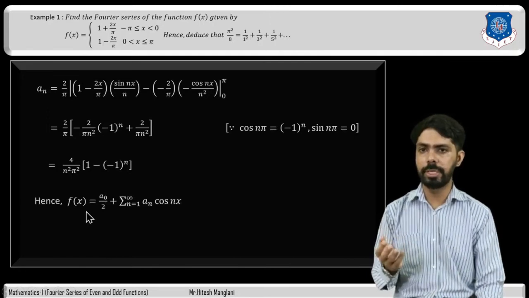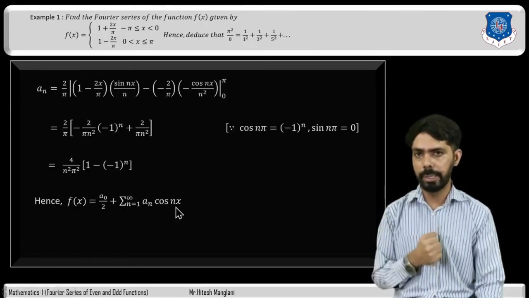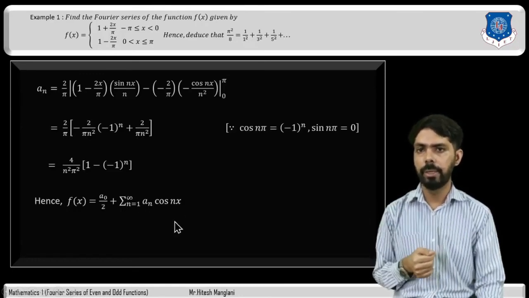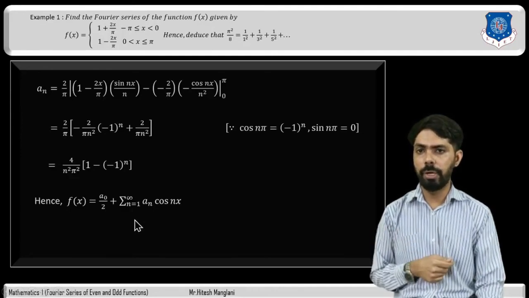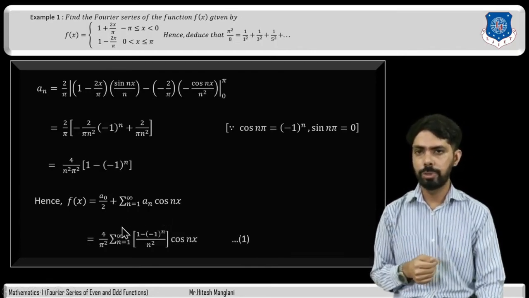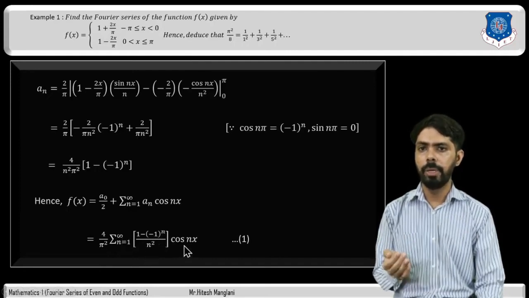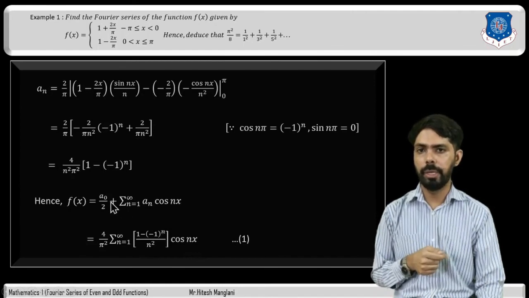So the Fourier series is given by f(x) = a0/2 + sigma n=1 to infinity of an cos nx, because here the period is pi. As we have already found the values of a0 and an, we will put them in this Fourier series. So it will be 4/pi² sigma n=1 to infinity of (1 - (-1)^n)/n² into cos nx. Here a0 is 0 and the value of an is this.